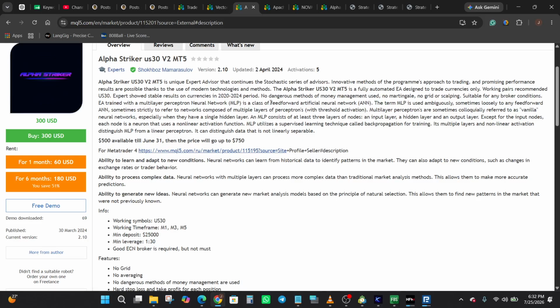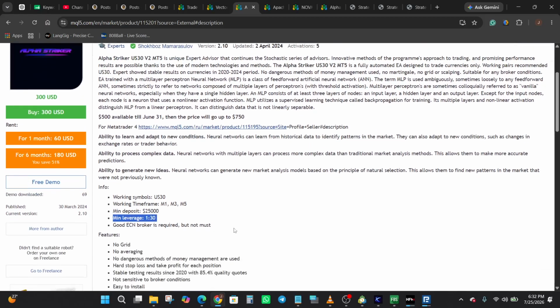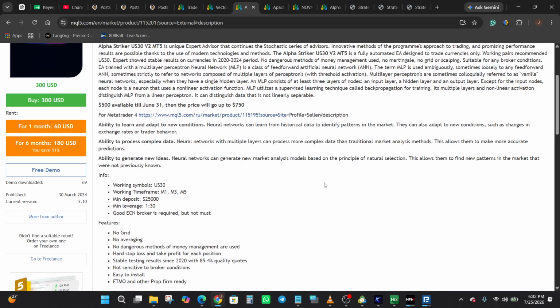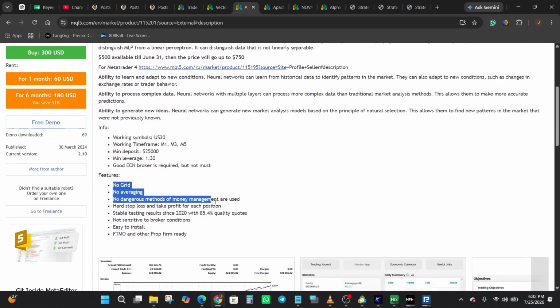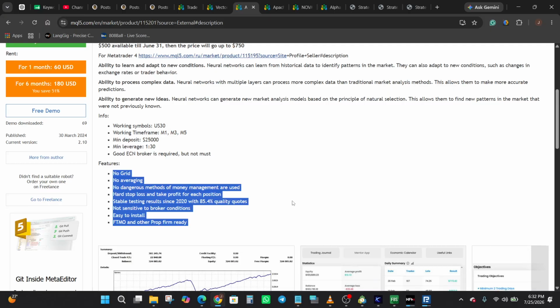On specifications, the page lists the working symbol as US30, time frames of M1, M3, and M5, and a minimum deposit of $25,000 with a minimum leverage of 1:30. A good ECN broker is recommended but not stated as mandatory. The features listed include no grid, no averaging, no other risky money management methods, a hard stop loss and take profit on every position.